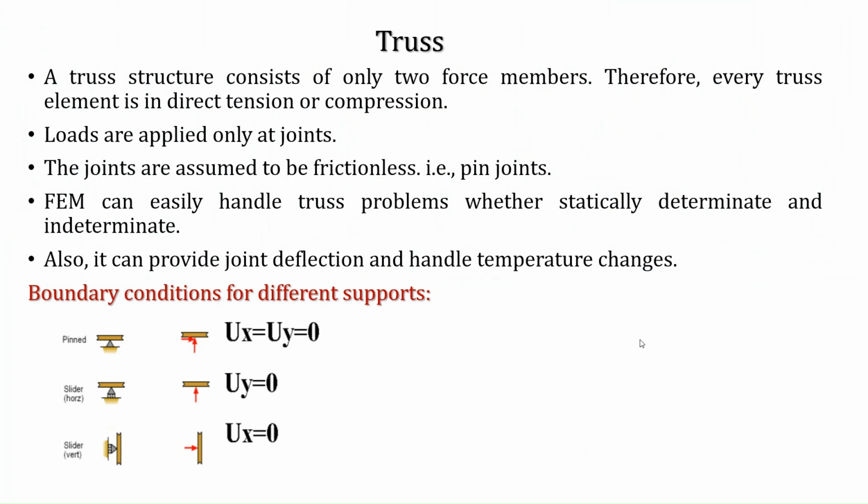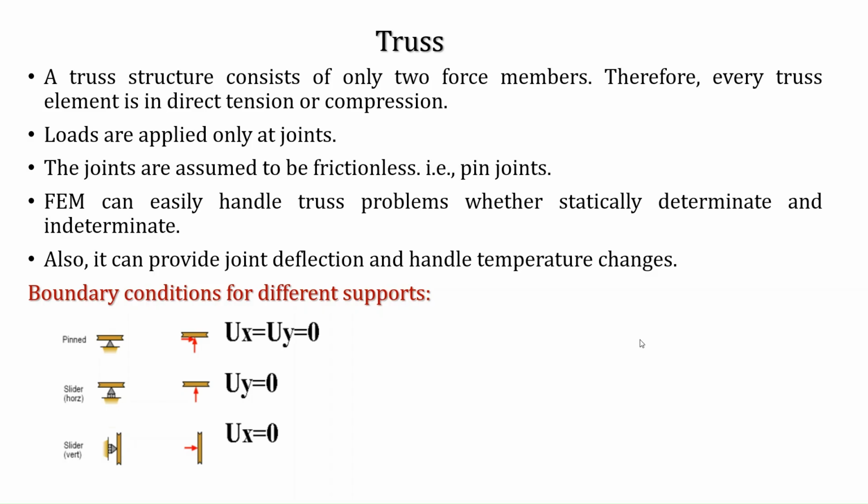Next, we can see the boundary conditions for the different types of supports. We have a pinned joint, wherein we assume the displacement in the x and y direction is equal to 0. Next is a slider joint in the horizontal direction, wherein we assume the displacement in the y direction is equal to 0. Similarly, considering a slider joint in the vertical direction, we assume the displacement in the x direction to be equal to 0. These are some of the basic boundary conditions that we generally use in the analysis of a truss problem.